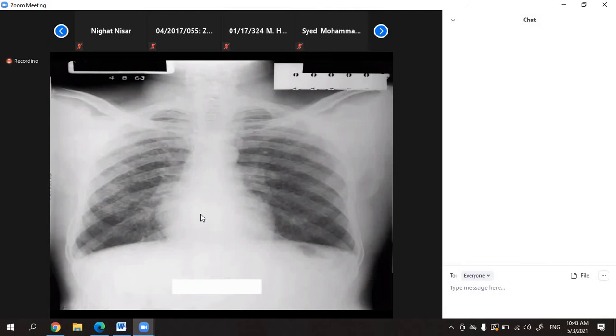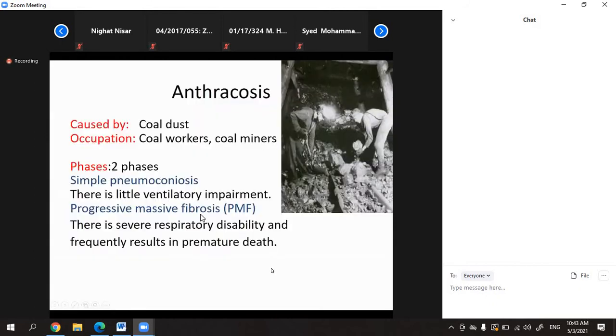And this can only be done if a continuous periodical examination of the workers is made, so the disease can be detected early, and preventive measures or treatment can be applied. The second is anthracosis, which is caused by coal dust. And it is common among coal workers, coal miners.